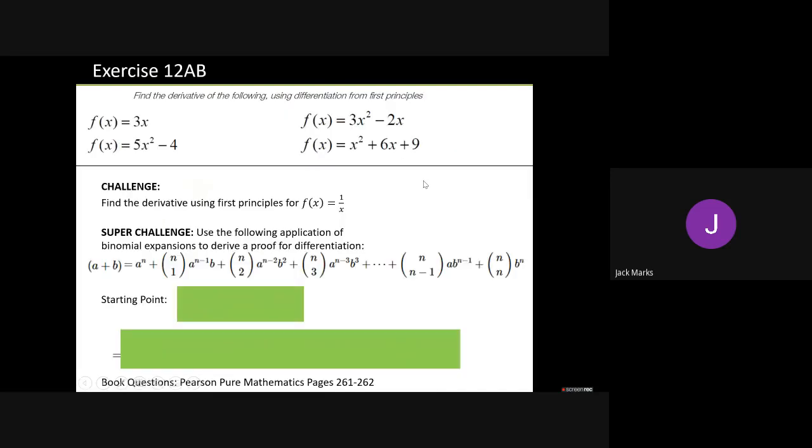So it's time for you to have a go. You may wish to have a go at some of these more difficult ones that perhaps have two parts as well, if you like.